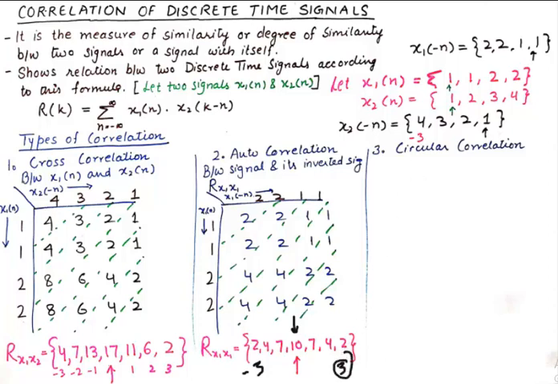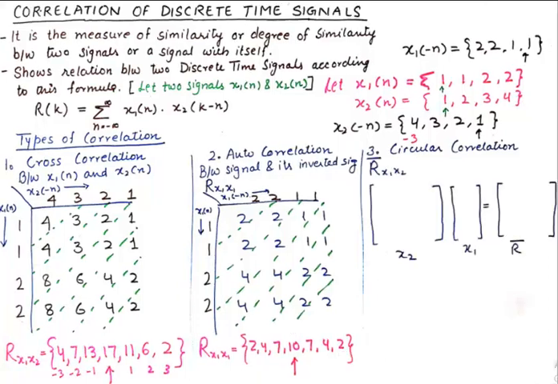And finally, to understand the circular correlation, what you do is you take the first signal that you keep as it is here, and the second signal, which you usually invert, you keep here in this matrix, and you'll get the result here, which will be shown as r dash x1 x2. This will be known as circular correlation if we have a dash on top of it.